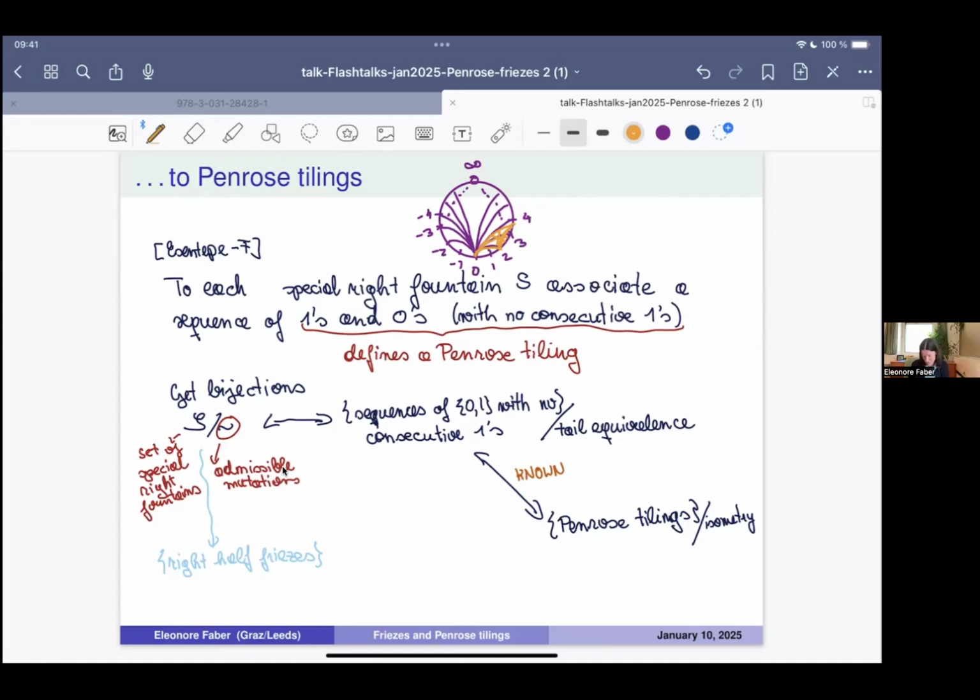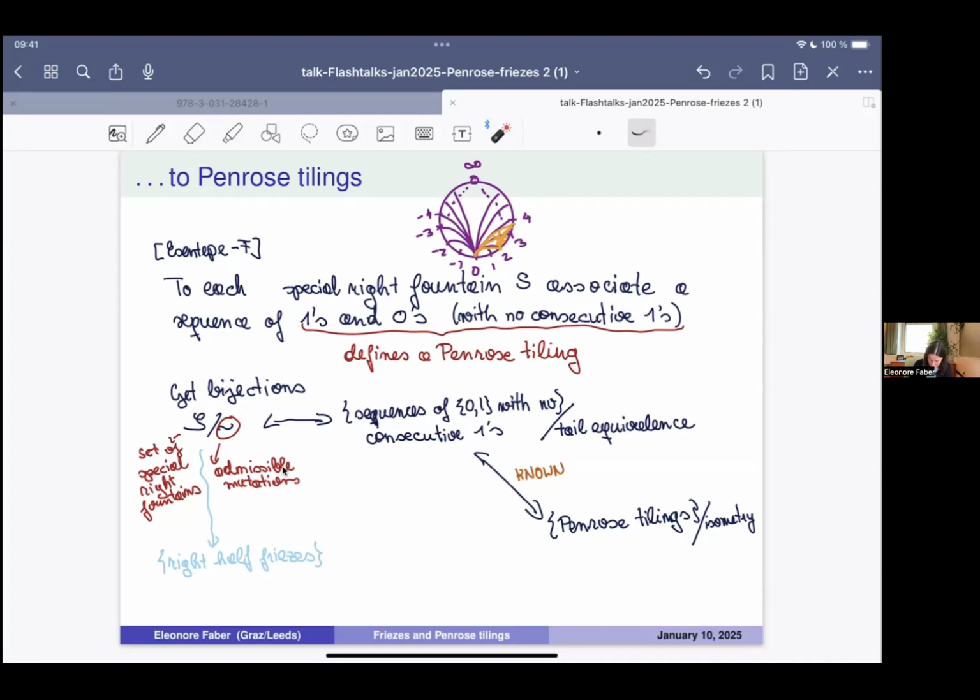And then it is well known that from these sequences of zeros and ones with non-consecutive ones, you get Penrose tilings, and then there's what's called tail equivalence. If they are the same up to finitely many entries, then they are in bijection to Penrose tilings modulo isometries. And so we can now relate this to these right half friezes. From each fountain triangulation, we can get a right half frieze.